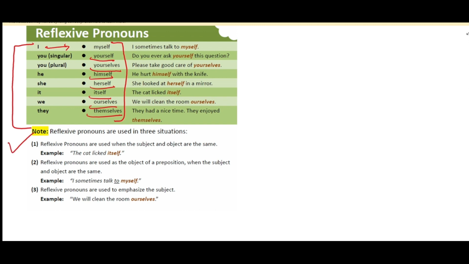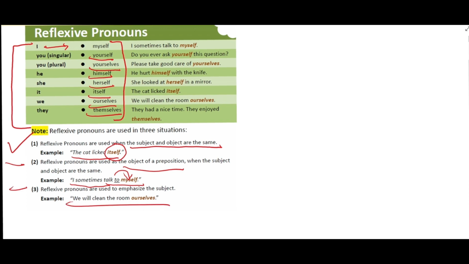Here we have the usage. Number one is, we can say that reflexive pronouns are used when the subject and the object are the same. The example, we can say the cat licked itself. In this way, the word itself is the example of reflexive pronoun. Second, reflexive pronouns are used as the object of a preposition when the subject and the object are the same. It can be, I sometimes talk to myself. Now this is the object. Myself is the object of this word to, and to is the preposition. This way we can use reflexive pronouns.